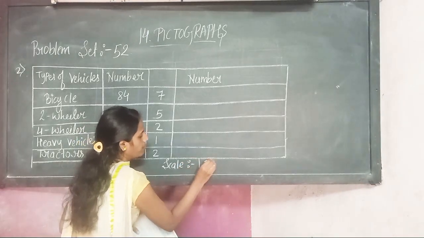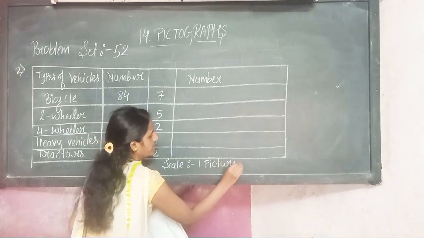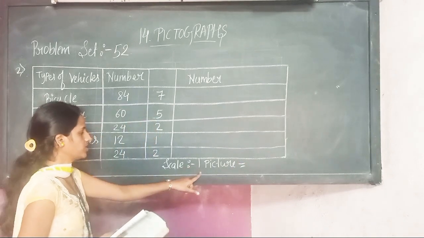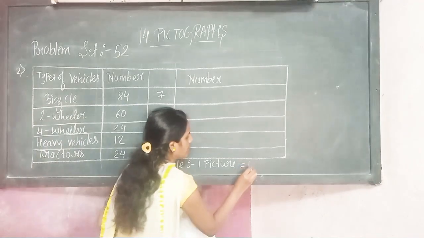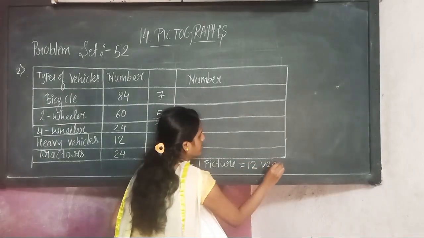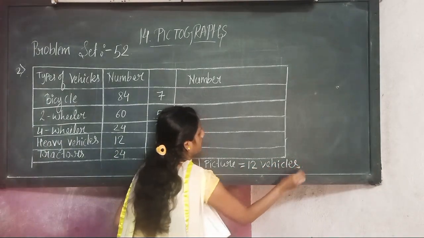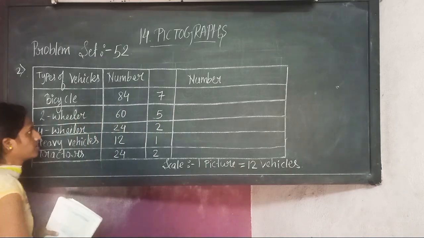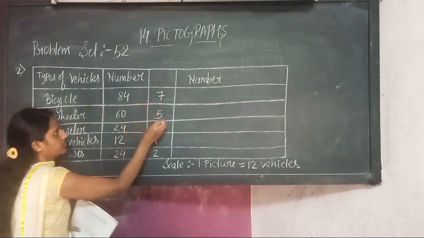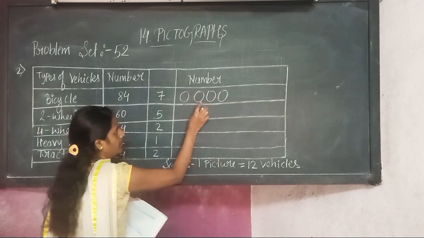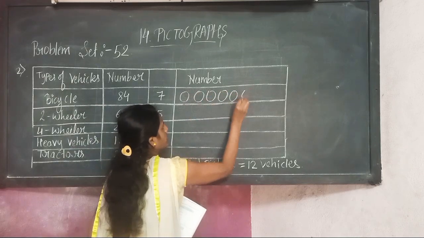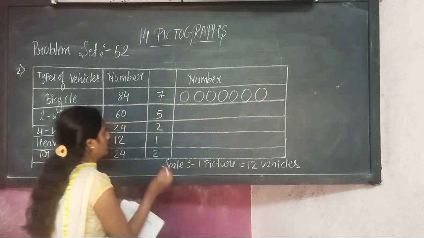Okay, we are going to draw a picture for this. So we will consider that one picture is equal to which table we have used here? 12. So one picture is equal to 12 vehicles. Let's draw the pictures. For bicycle we have the number 7. So we will draw 7 pictures. 1, 2, 3, 4, 5, 6, 7.